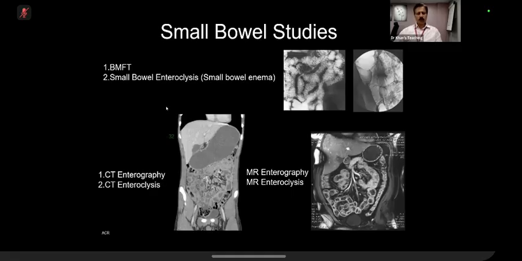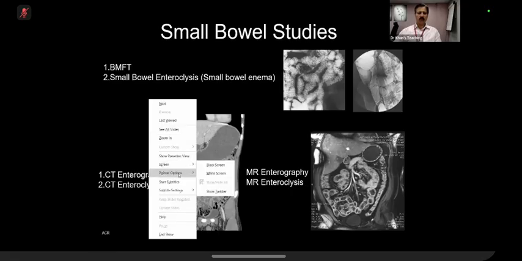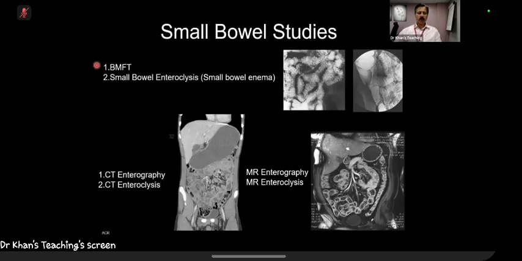Now, for small bowel, we have got various kinds of examinations which we can perform, and you people should know what these are. In the barium world, we can do a barium meal follow through. A barium meal follow through is simple, where we just give oral barium and follow it through the small bowel. Then we can do a small bowel enteroclysis, also previously known as small bowel enema, where we put a tube into the proximal duodenum.